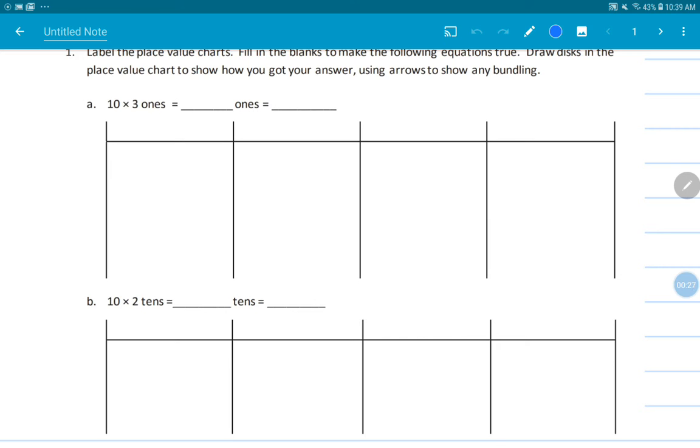So we're going to start with part A. What is the smallest unit on the place value chart? What's the smallest unit in a whole number, Ainsley? Ones. So in the very last column, you're going to label that ones.